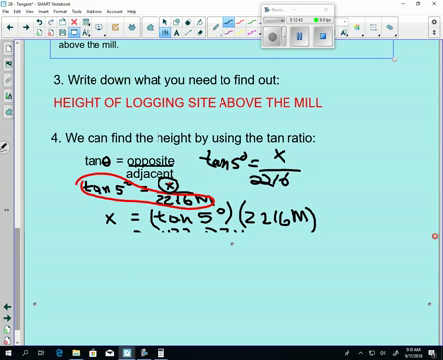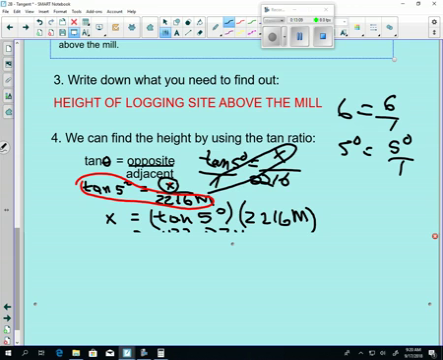So now we have a proportional statement. Anytime you have a number like 10 over 5, you can put anything over 1. Remember, a number like 6 is the same as 6 over 1. 5 degrees is the same as 5 degrees over 1, because anytime you divide by 1, it doesn't change the number. But I made it into a fraction, so I can have a proportional statement. So now, I'm going to solve it. X is going to equal tan 5 times 2216.